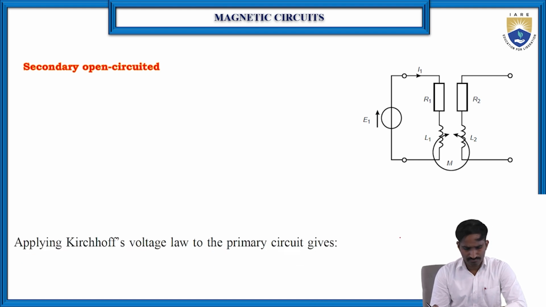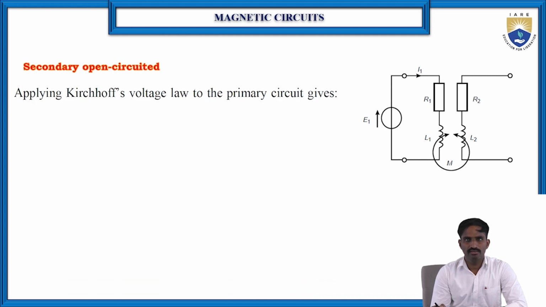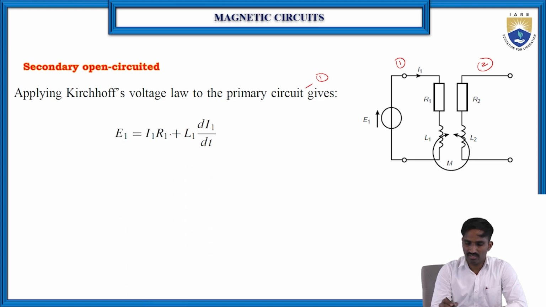So for that, we are going to first apply KVL to the primary circuit. So this is the primary circuit, or circuit 1 and circuit 2. The primary circuit is nothing but circuit 1. If you apply KVL here, it is very simple, so that we will get E1 is equal to I1 into R1, because I1 is the current flowing through this particular circuit, plus L1 into dI1 by dt, right?